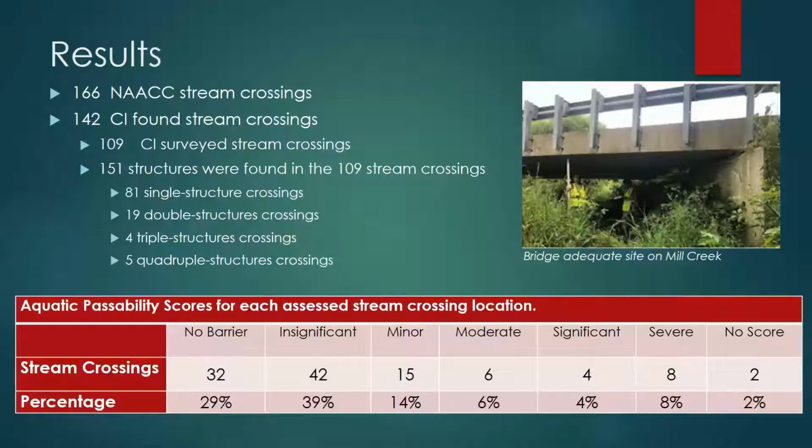Within those 109 stream crossings, we found 151 structures, 81 being single structures, 19 being double structures, 4 being triple structures, and 5 quadruple structures.